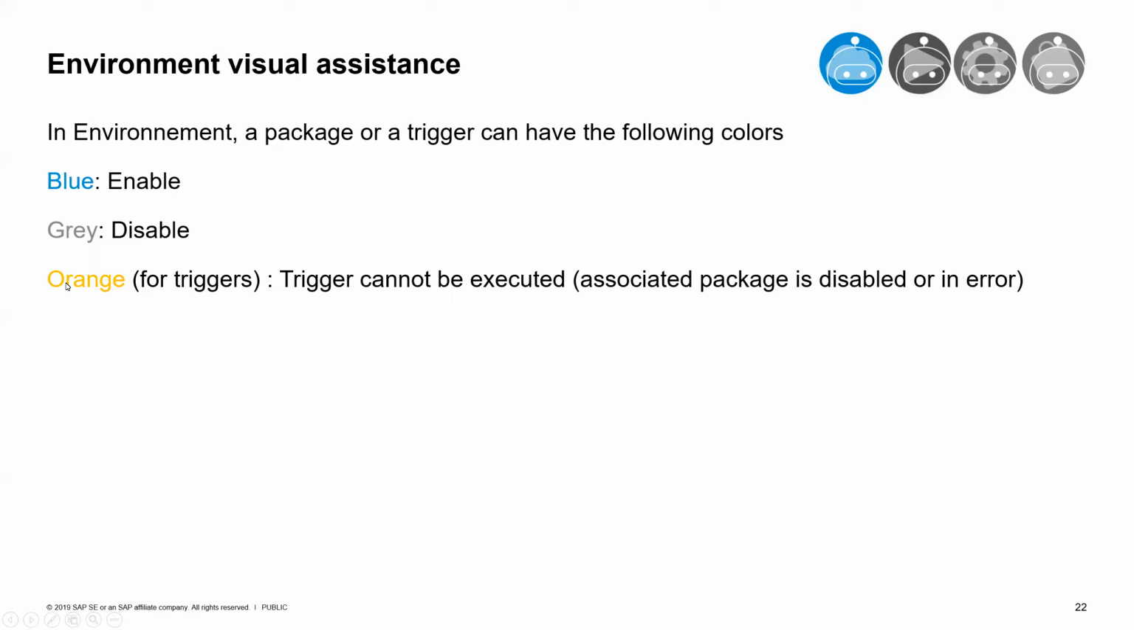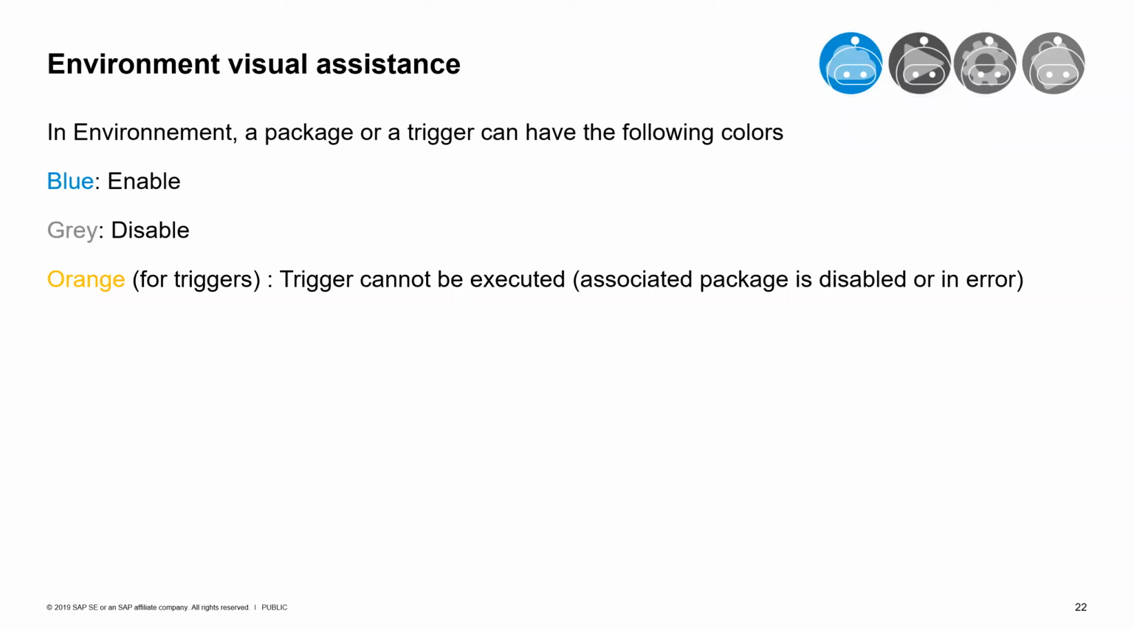If there is an orange color warning, it tells you that, especially for a trigger, the trigger will not be executed. So there is some problem. It could be either that the package is disabled or the package is in error, so the trigger cannot trigger any of the triggers that are activated. You have to go back to the package and check if everything is okay. So this color coding gives you a visual indication of whether the trigger will work or not.